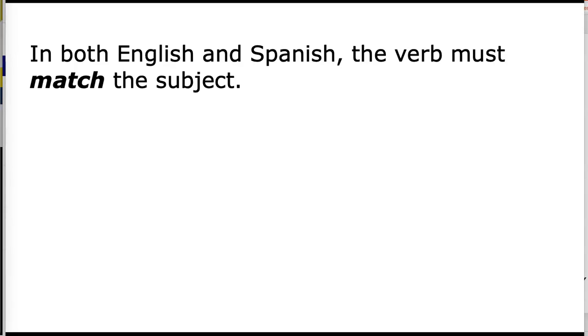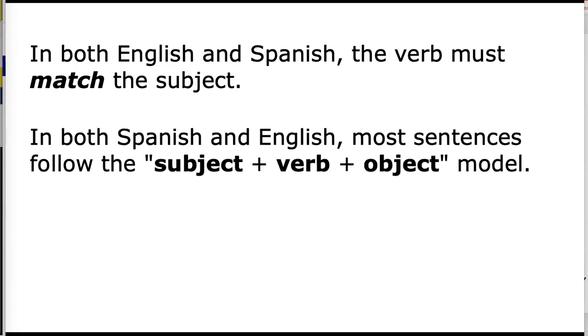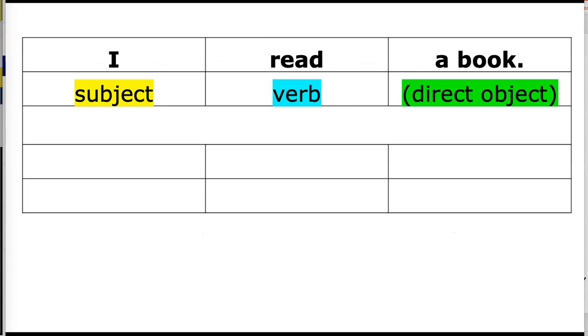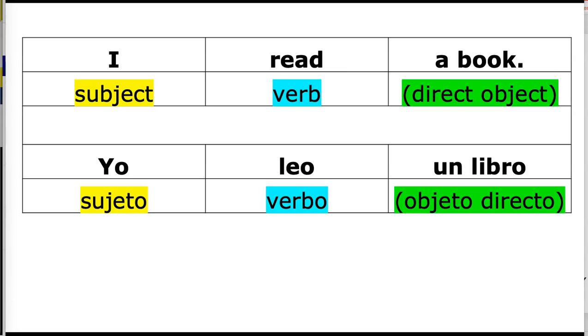To understand gustar, we have to take a step back and look at a little bit of grammar here. In both Spanish and English, most sentences follow the subject, then verb, then object model. So in most simple sentences, it's easy to find the subject. It's going to be near the very beginning of the sentence. For example, in English, I read a book, subject, verb, direct object, has its parallel in Spanish, yo leo un libro, again, subject, verb, direct object.